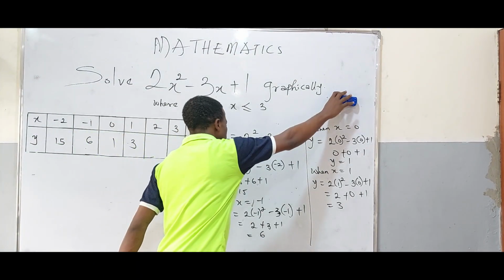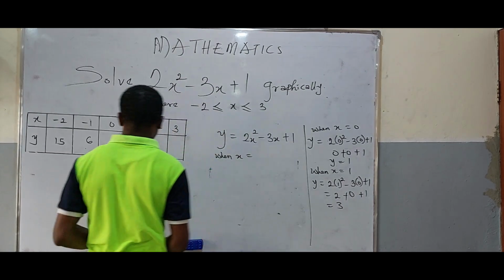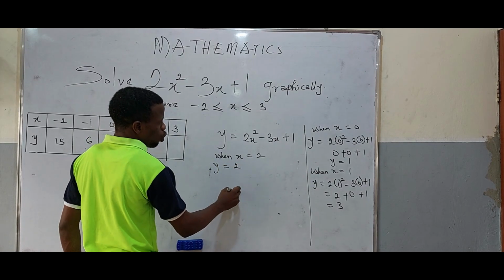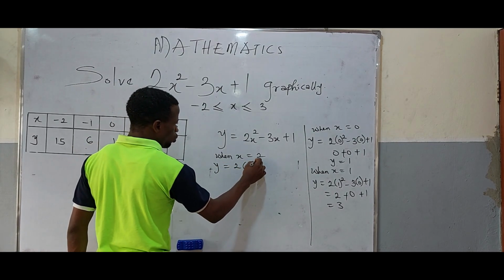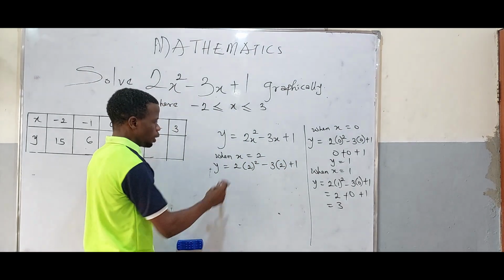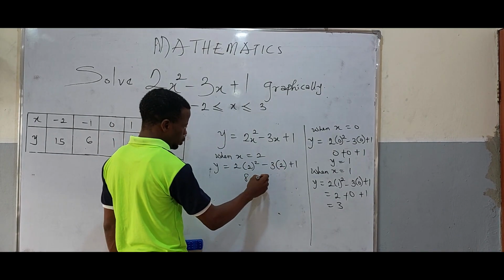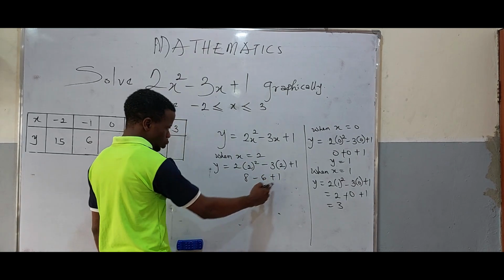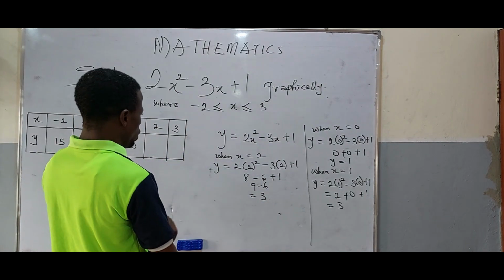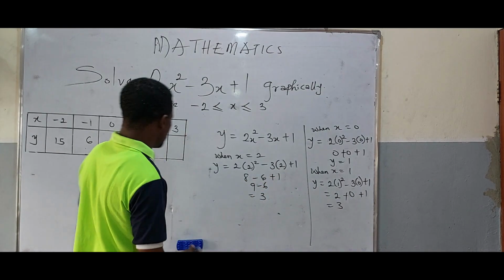What happens when our x is equal to 2? We're going to have y equal to 2 open bracket 2 all squared, minus 3 open bracket 2, plus 1. So what do we have here? 2 raised to the power 2 is 4, times 2, 8, minus 3 times 2, we have 6, plus 1. So this becomes 9 minus 6, and that is equal to 3. Let me check again. 4 times 2, 8, minus 6, plus 1, yes, 9 minus 6 is 3.